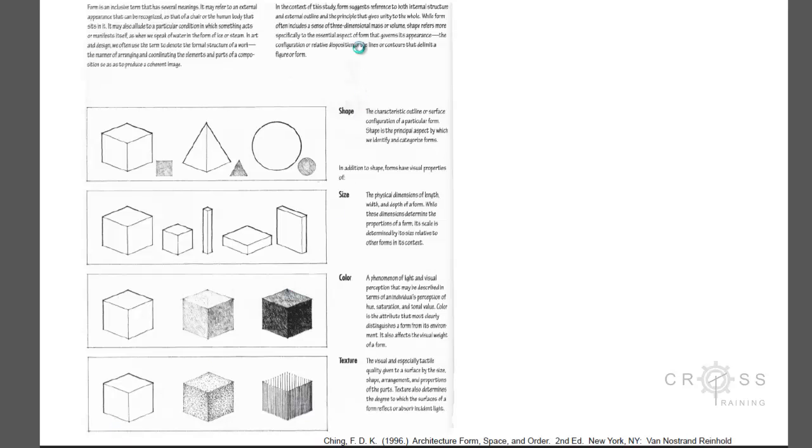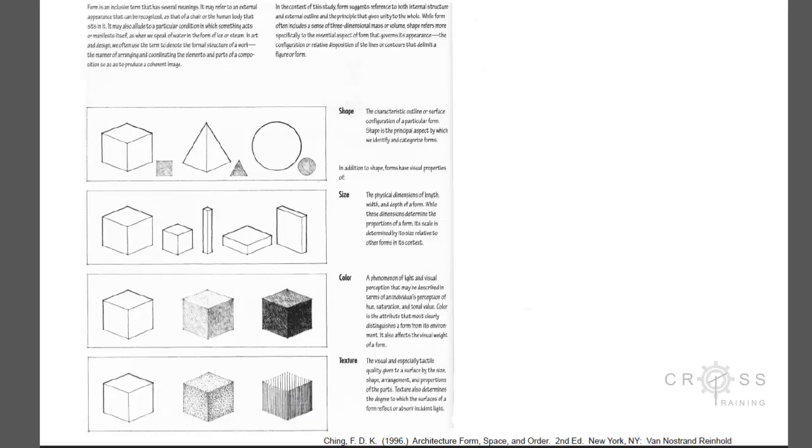So the next thing I want to talk about a little bit is form, space, and order. Again, I'm going to be using a book from Francis D.K. Ching. It was published in 1996, sorry. And the book is entitled Architecture, Form, Space, and Order. This is the second edition. It's published in New York by Van Nostrand Reinhold.